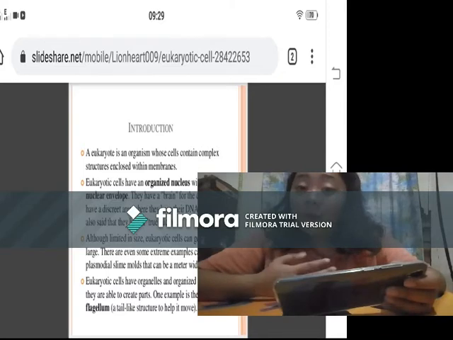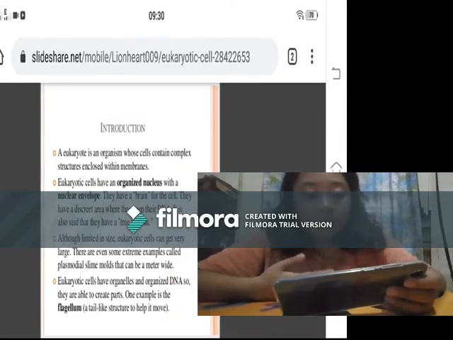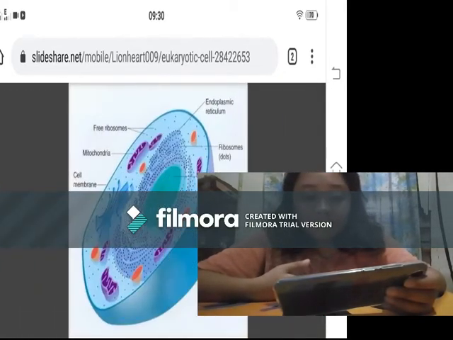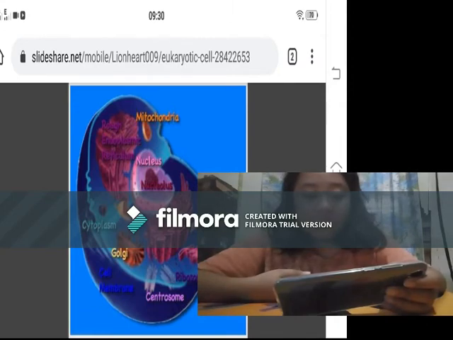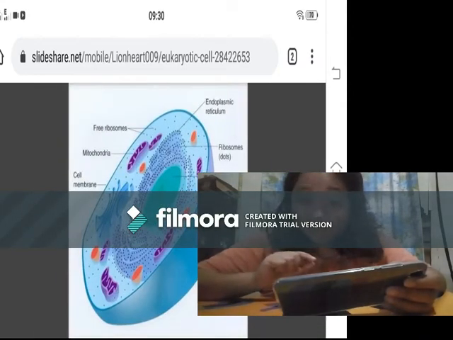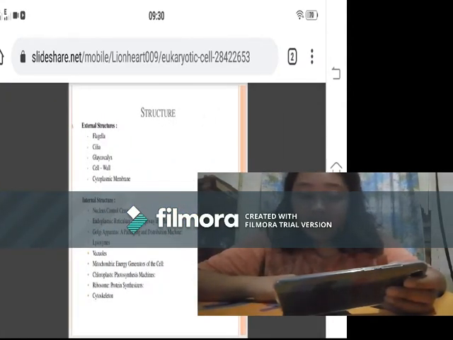Eukaryotic cells have an organized nucleus with a nuclear envelope. They have a brain for the cell. They have a discrete area where they keep their DNA. It is also said that they have a true nucleus, like what I said earlier. Although limited in size, eukaryotic cells can get very large. There are even some extreme examples called plasmodial slime molds that can be a meter wide.